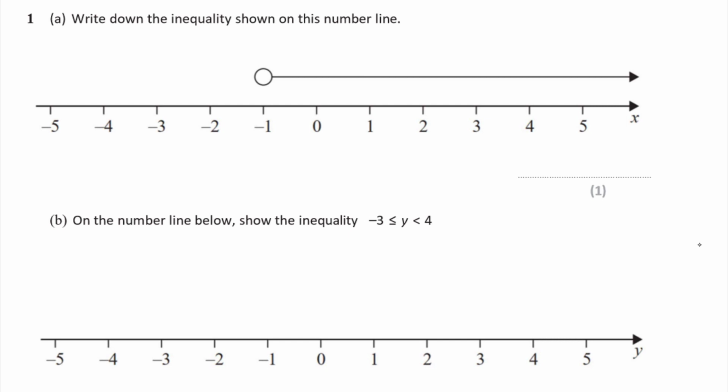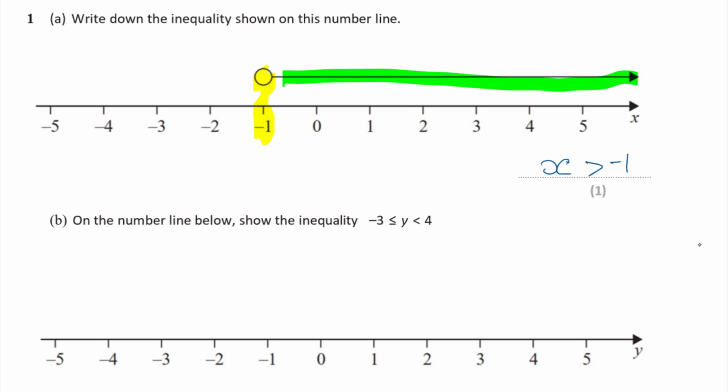Question 1a, write down the inequality shown on this number line. Okay, well you can see we've got an open circle at -1, and then an arrow pointing off to the right, which means that our value of x is going to be bigger than -1, isn't it? So x is greater than -1. Now notice this has got an open circle at this end. That means it is strictly greater and not greater than or equal to. So it can't actually be equal to -1. So x is strictly greater than -1.